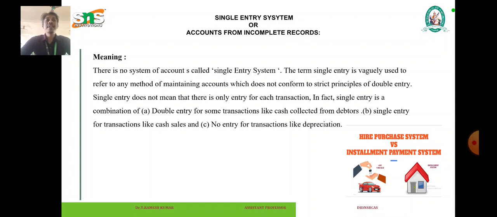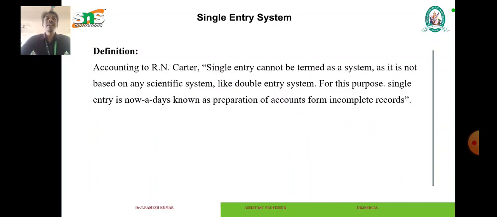In fact, single entry is a combination of a double entry for some transactions like cash collected from debtors, single entry for transactions like cash sales, and no entry for transactions like depreciation. Single entry system definition. According to R.N. Carter, single entry cannot be termed as a system as it is not based on any scientific system like double entry system. For this reason, single entry is nowadays known as preparation of accounts from incomplete records.